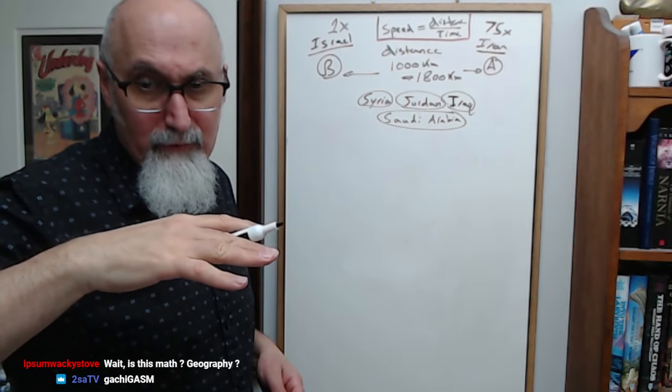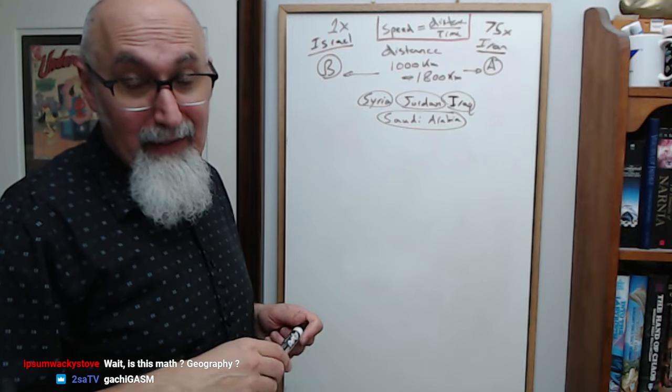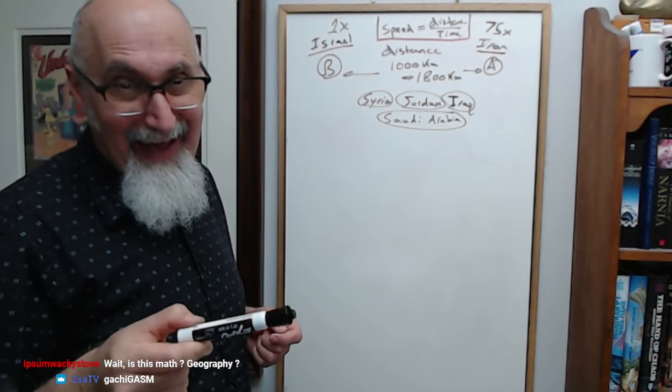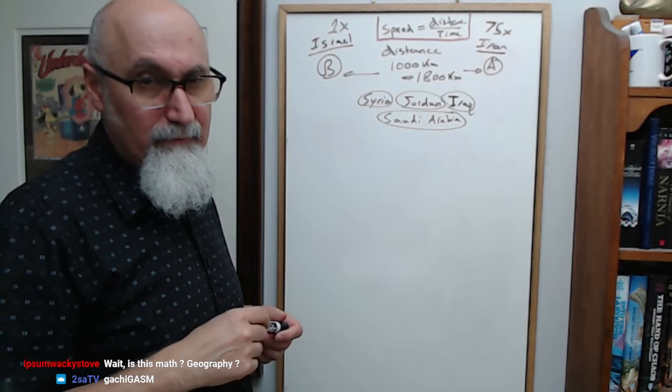Flew over. Salutations. Wait, is this math? Geography? This is the mathematics of Iran's attack on Israel. For the question on Twitch.